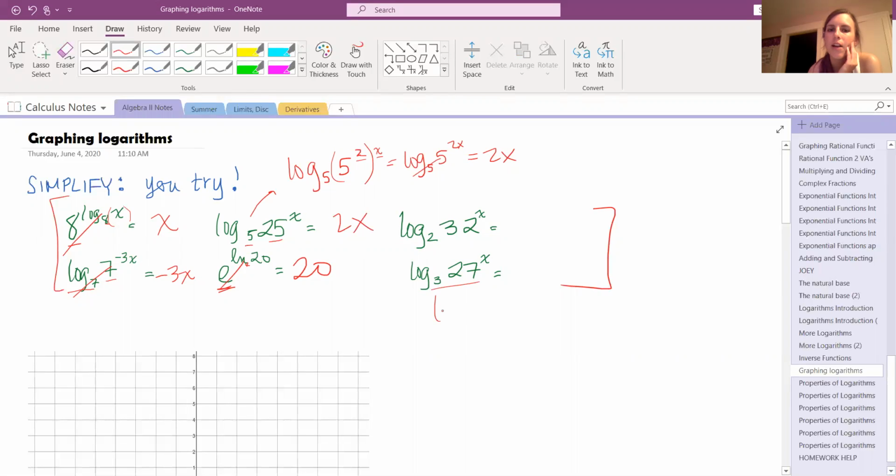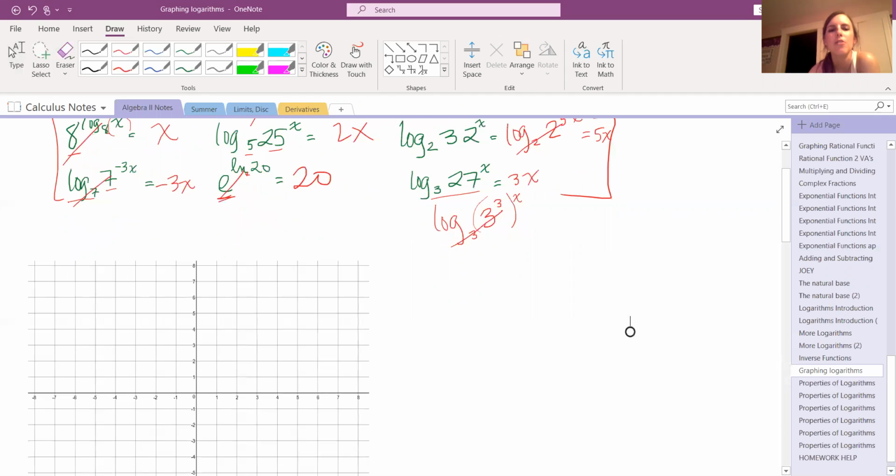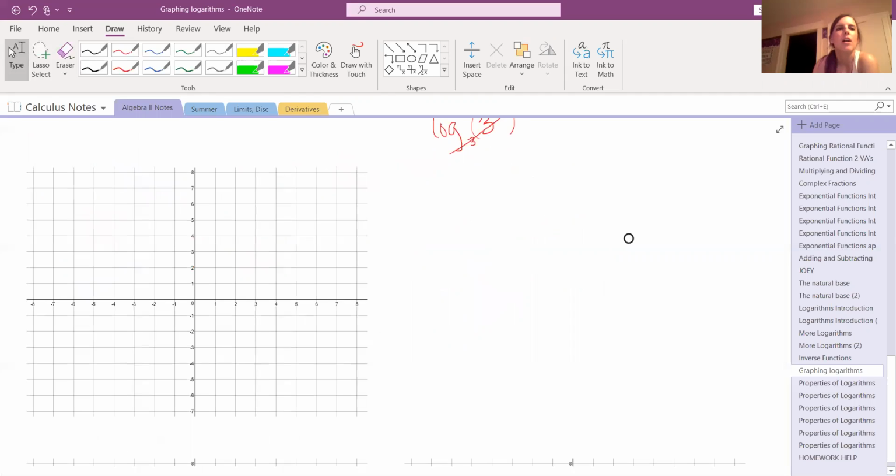Similarly, this one here, I can rewrite this as log base 3. 27 is 3 cubed. All to the x. Those cancel, you're left with 3x. And this one, I can write 32 as 2 to the 5th. To the x, those will cancel, and I'm left with 5x. All right, so I just want to make sure you were okay on those answers. Let's start some graphing of logarithms.